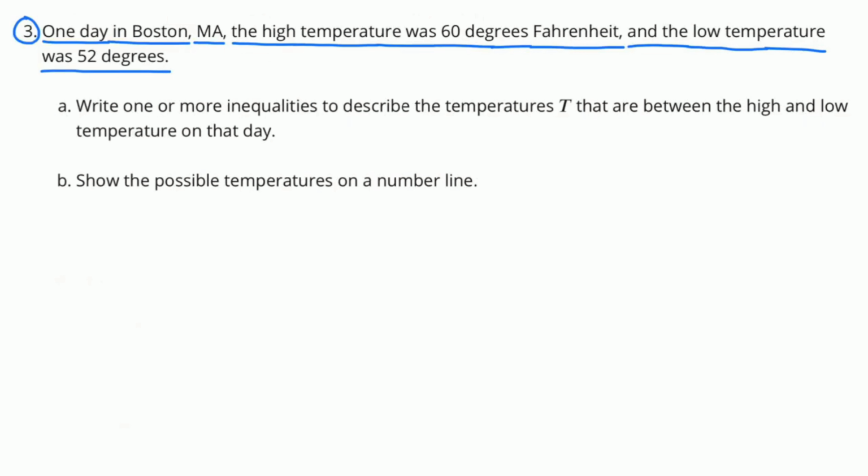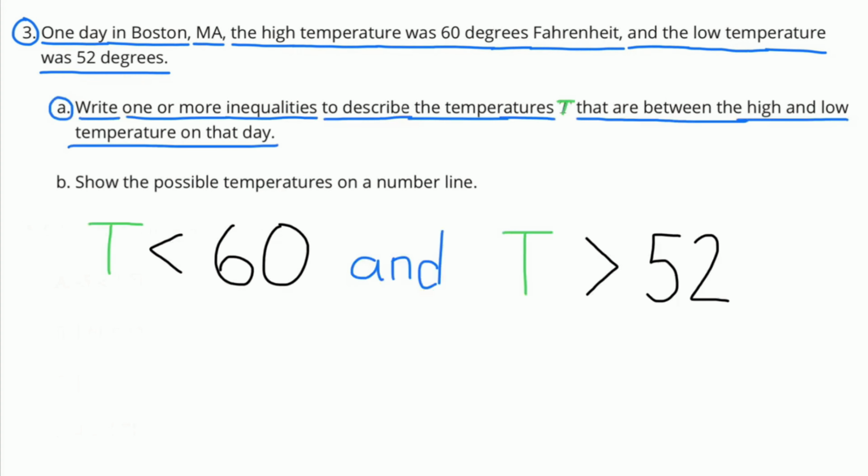Number 3. One day in Boston, the high temperature was 60 degrees Fahrenheit and the low temperature was 52 degrees. A. Write one or more inequalities to describe the temperatures, T, that are between the high and the low temperature on that day. They specifically said that we need to describe the temperatures T that are between the high and the low temperatures on that day. So we're not going to include the high temperature or the low temperature. It'll be temperatures that are between them. T is less than 60 and T is greater than 52.